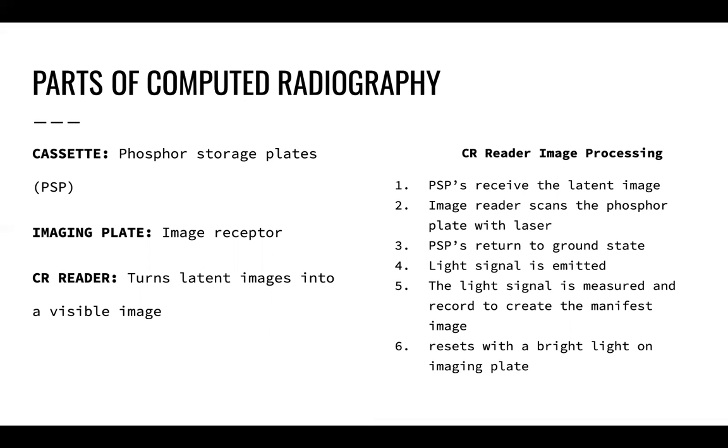So first, the PSPs receive the latent image, which is an image you know is there, but you cannot see. The image reader then scans the phosphor plate with the laser, which causes the PSPs to return to their original state. Light is then emitted, which is measured and recorded to create the manifest image, which is a visible image. And then it all resets with the bright light on the imaging plate.